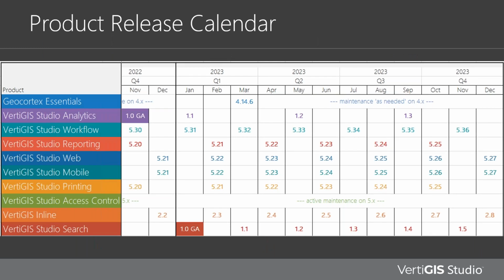And last but certainly not least, I thought I'd give you an update on the product release calendar. No big surprises here, I don't think, for most of you. What you are seeing is a pretty standard pattern. So things like reporting and printing and web and mobile are kind of an every 2 months pattern. That's going to continue throughout next year. So what should I draw attention to? Well, you can see VertiGIS Studio Search intended for a 1.0 GA in January. We spoke to that.